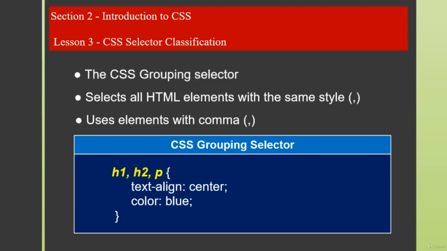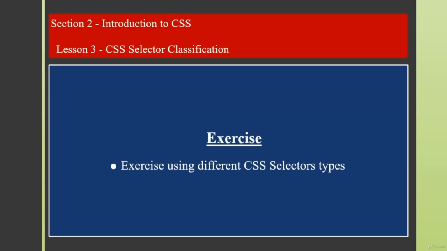The grouping selector selects all the HTML elements with the same style definition. It's better to group the selectors to minimize the code. To group selectors, separate each selector with a comma. Example of grouping selectors is displayed on the slide. The CSS rule defined in the example applies styles to all the HTML elements listed and separated by comma, that is H1, H2 and P element. That's all about theoretical part of selectors classification.